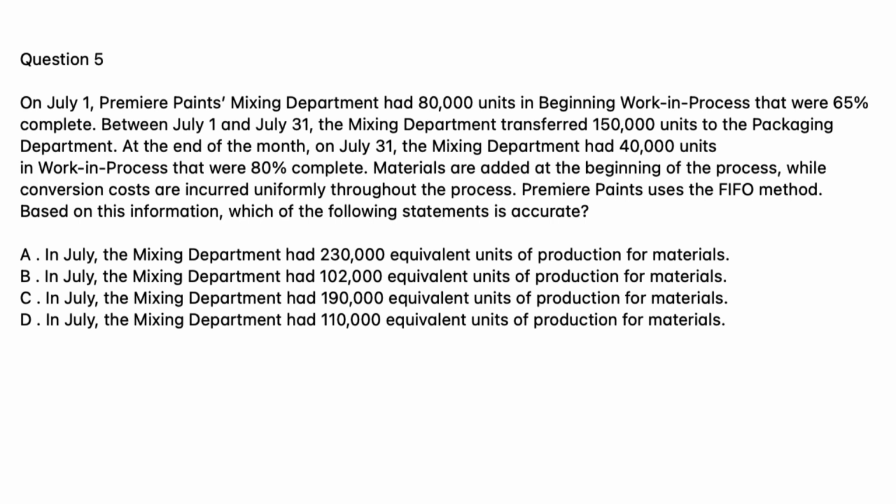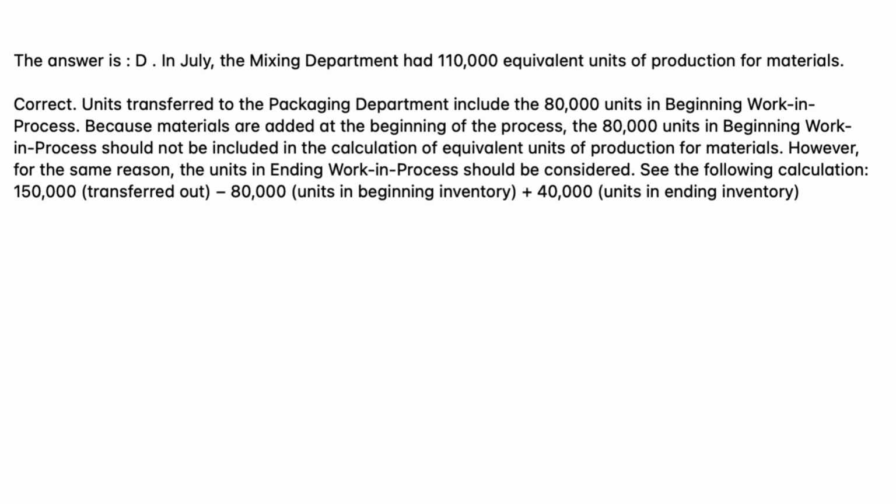A. In July, the mixing department had 230,000 equivalent units of production for materials. B. In July, the mixing department had 102,000 equivalent units of production for materials. C. In July, the mixing department had 190,000 equivalent units of production for materials. D. In July, the mixing department had 110,000 equivalent units of production for materials. The answer is D. In July, the mixing department had 110,000 equivalent units of production for materials.